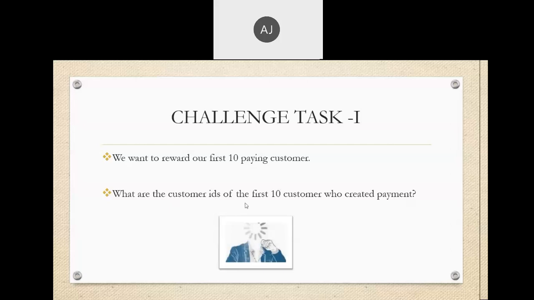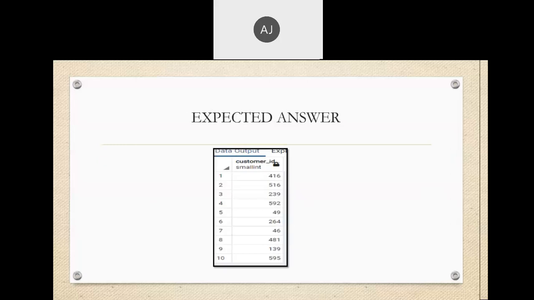So what things do we need to use? We require a customer ID. We require the top 10, so that means limit is used. We require ascending order, that means order by we need to use. So what are the customer IDs of the first 10 customers who created a payment? Let's check the table. What will be the expected answer? This one is the expected answer. We require the customer IDs, and by using that ID, we can retrieve the name and email address.